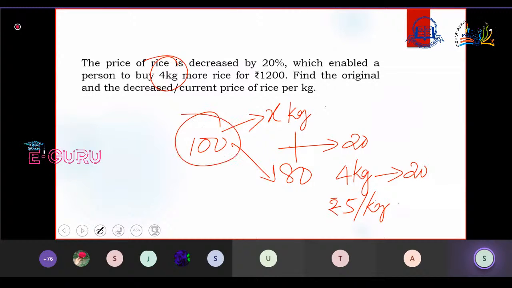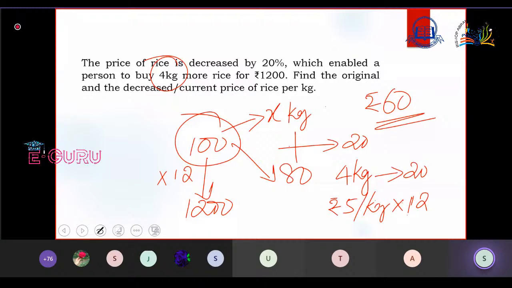Now we will come to the actual scenario. Actually he went to the shop with 1200 rupees, not with 100 rupees. That means the actual value is 12 times the assumed value. So the value which we obtained here should get multiplied by 12. Then we will get rupees 60. So this is the current price or the decreased price. Rupees 60 per kg.